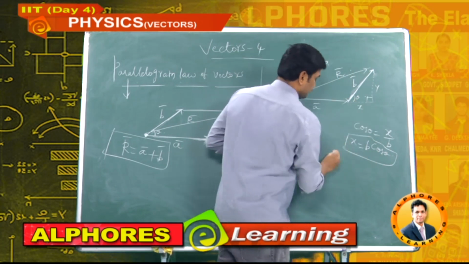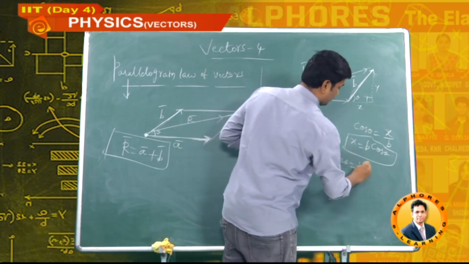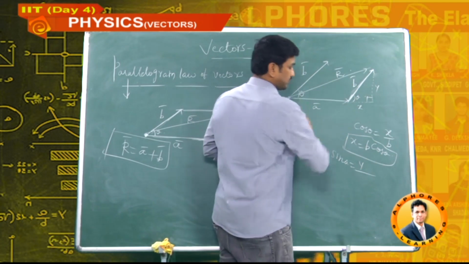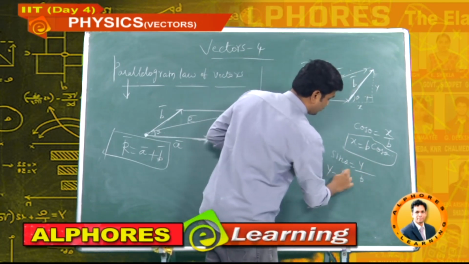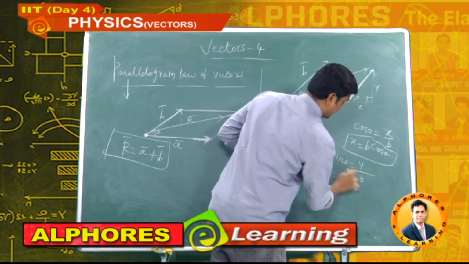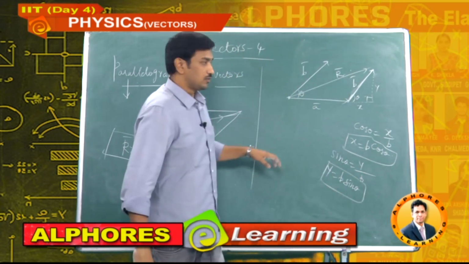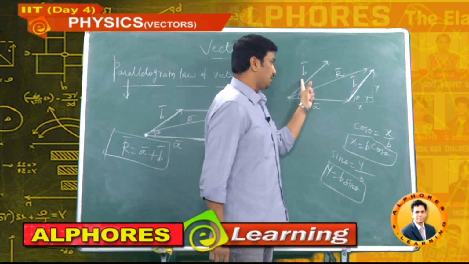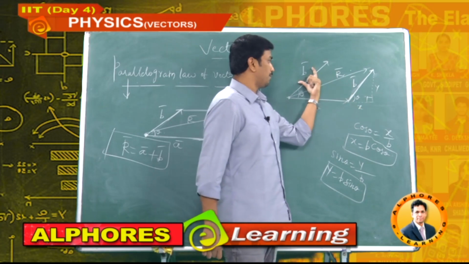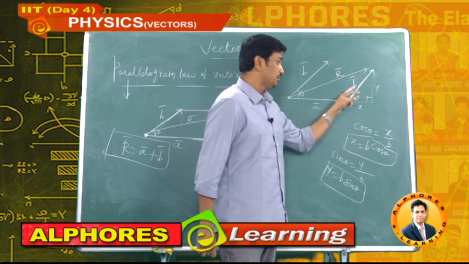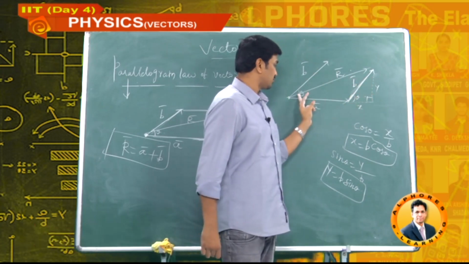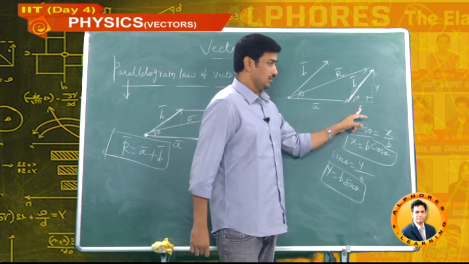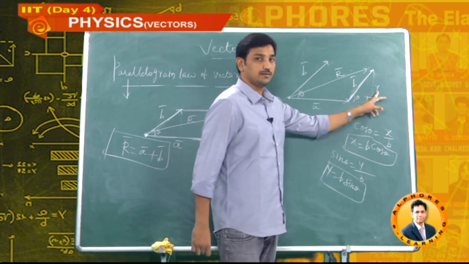Theta opposite y. Now sin theta is equal to opposite by hypotenuse, y by B. What is y? B sin theta. So here I did parallel shifting of B bar. This B bar I shifted to here. Now B bar, now theta, this also theta. Theta adjacent, B cos theta. Theta opposite, B sin theta.